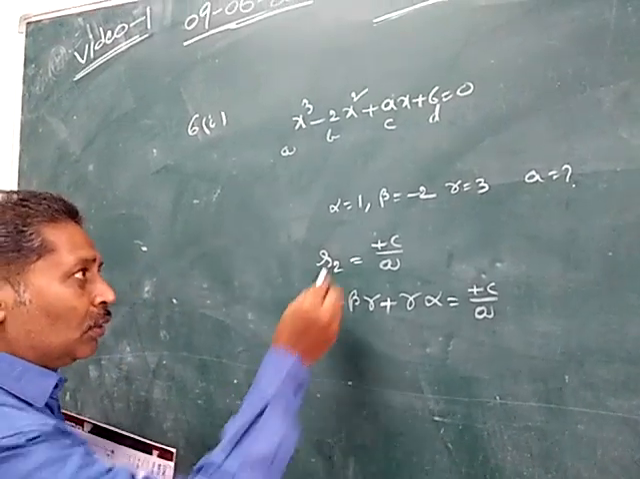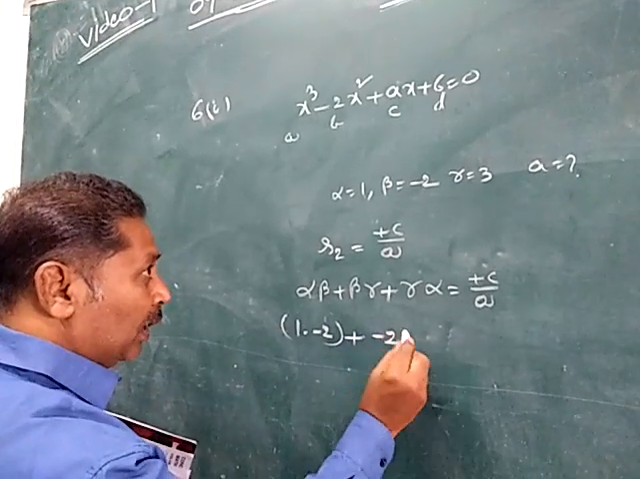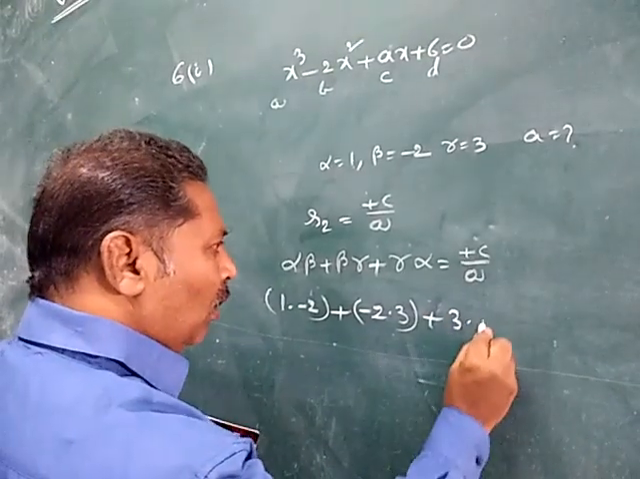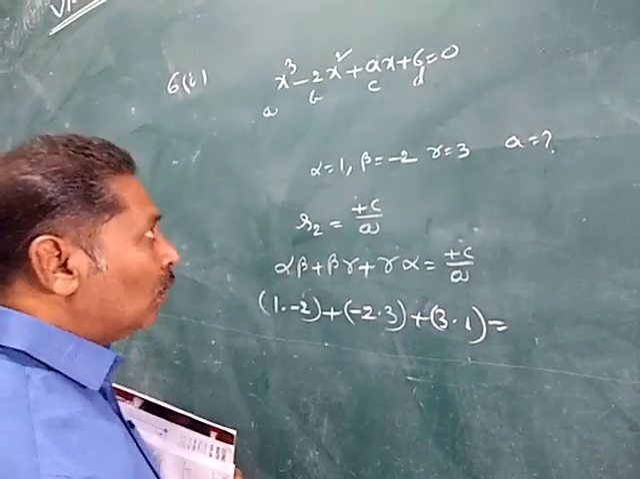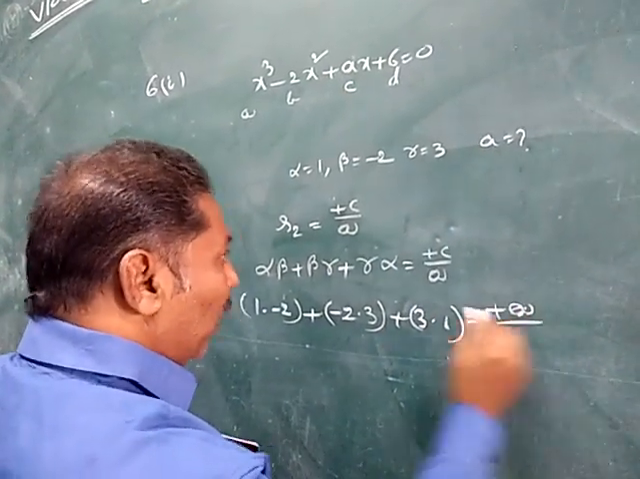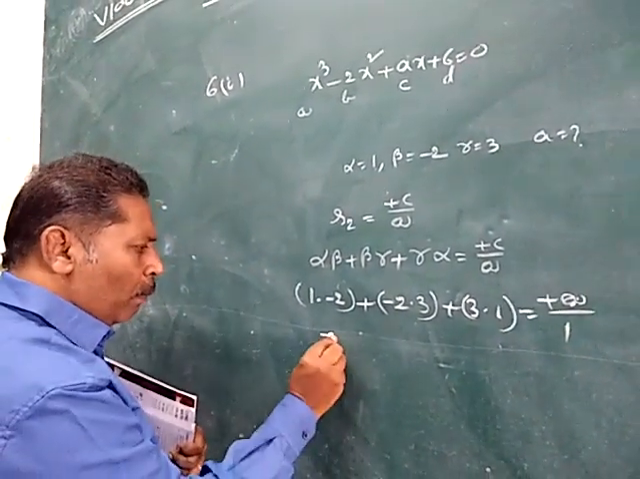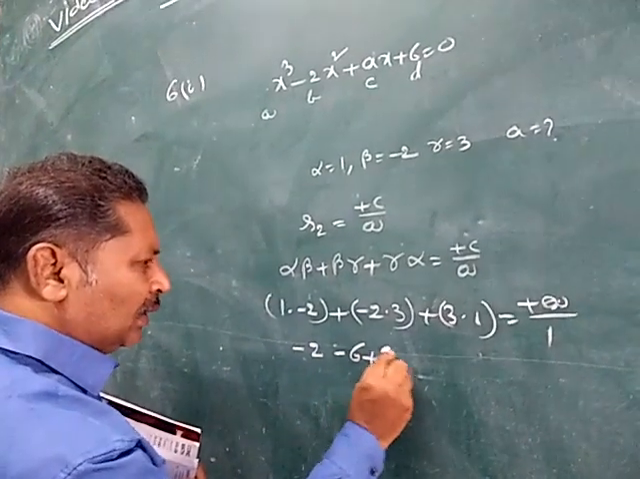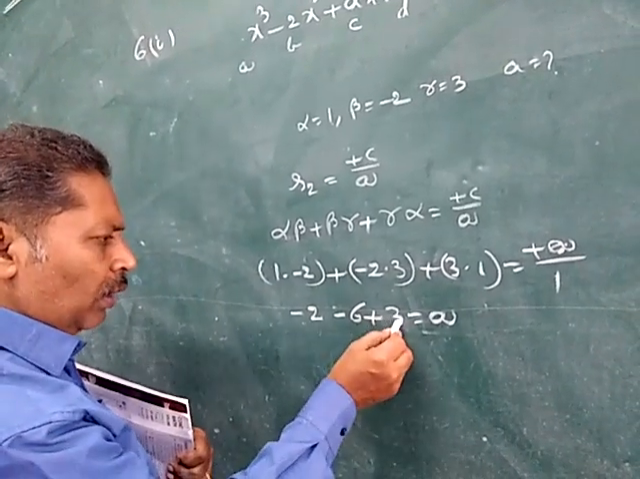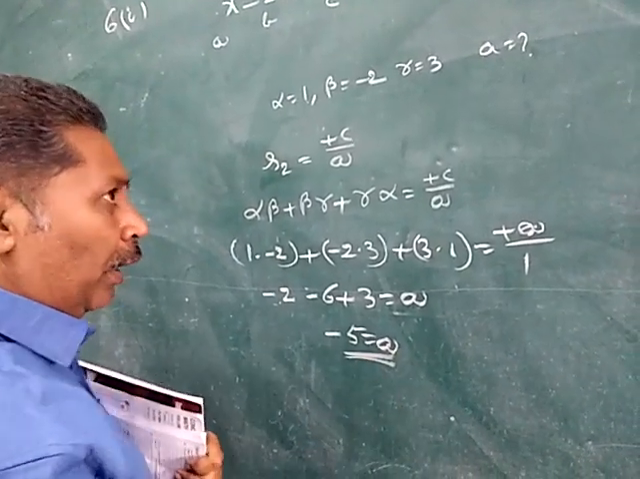Substitute all the values. Alpha into beta, beta into gamma, gamma into alpha equal to c value a by a value is 1. Minus 2, minus 6, plus 3 equal to a. 3 minus 8, minus 5 equal to a.